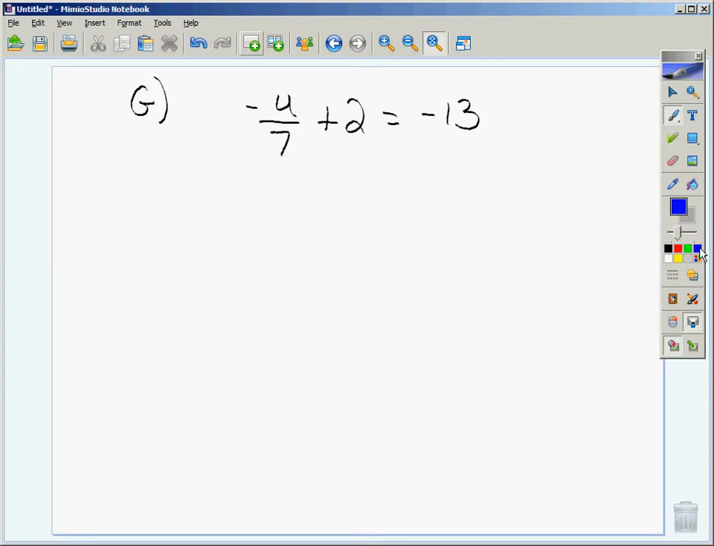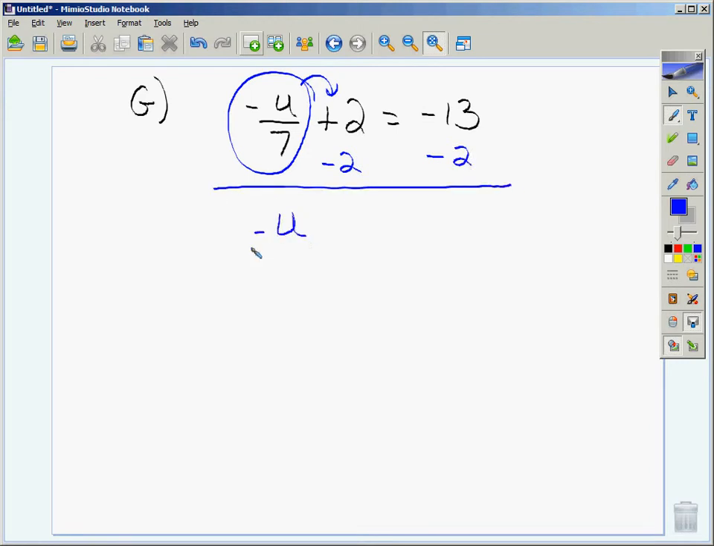Again, remember, the goal is to get the variable by itself. I have to undo what's happening to it. I have to undo the addition. Subtraction. Please be careful putting these together.